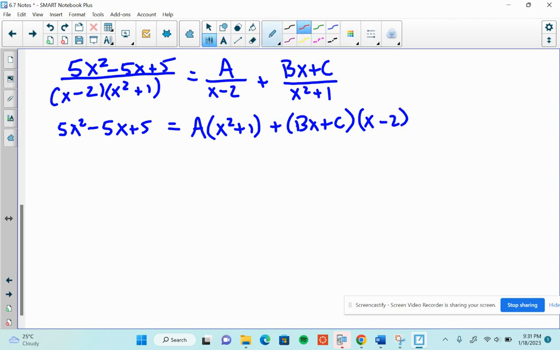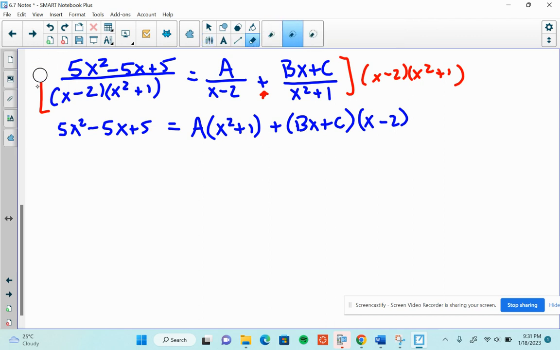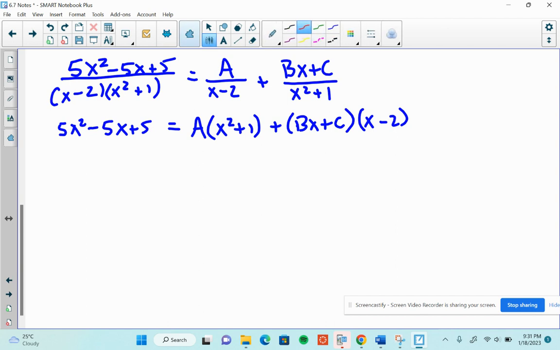Remember what we're doing? We're multiplying both sides of this equation by x minus 2 and x squared plus 1. But because of this plus sign in the middle, we have to distribute. And we have to be doing this on both sides of the equation, because whatever we do to one side of the equation, we have to do the same to the other side. Okay? So we get this equation right here.